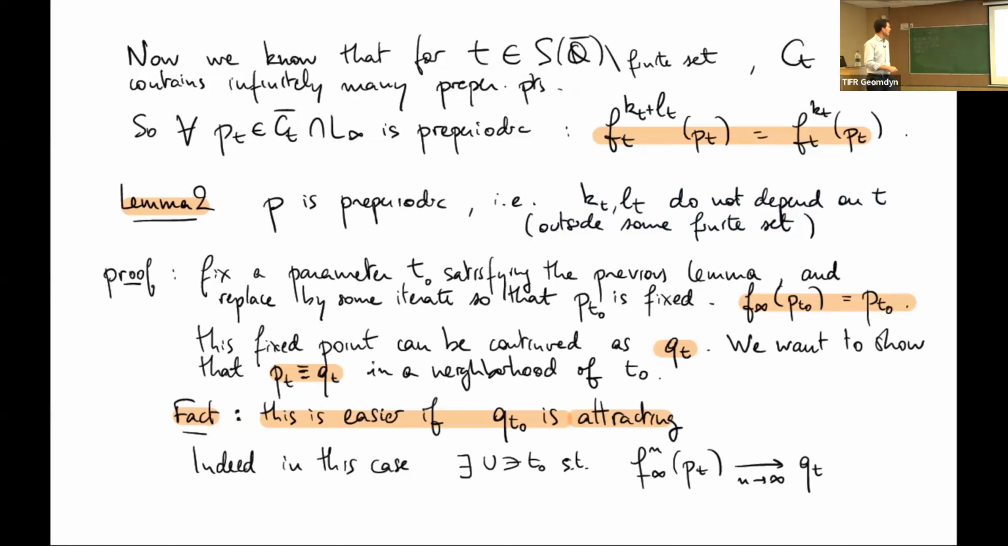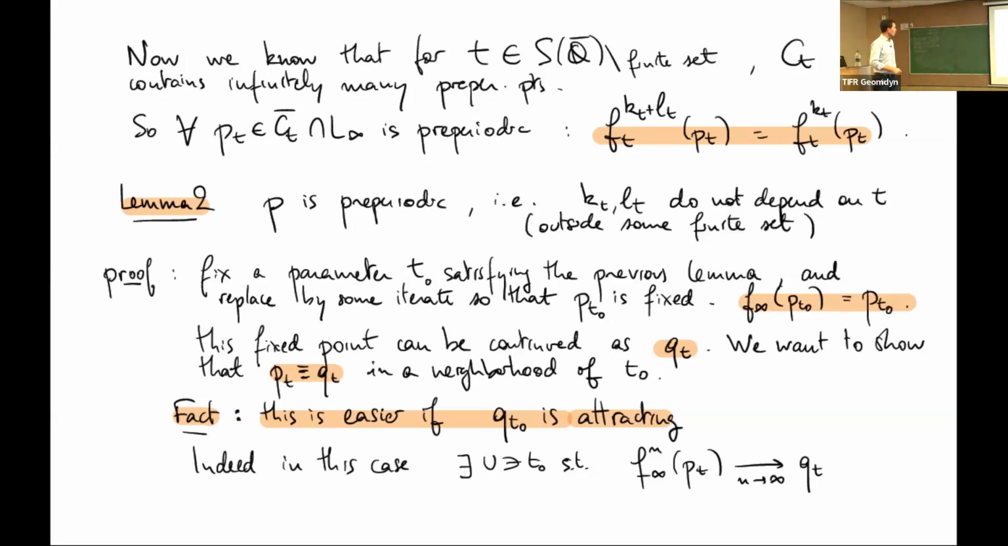And so it is now fixed. And this fixed point can also be continued as a fixed point. Let me denote by qt the continuation, not as a point of intersection between the curve and the infinity, but as a periodic point. So you have this qt and pt, and for the parameter t0, they coincide.